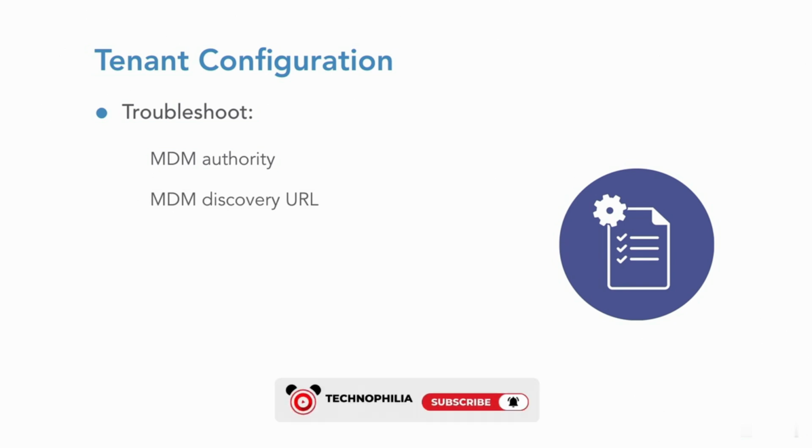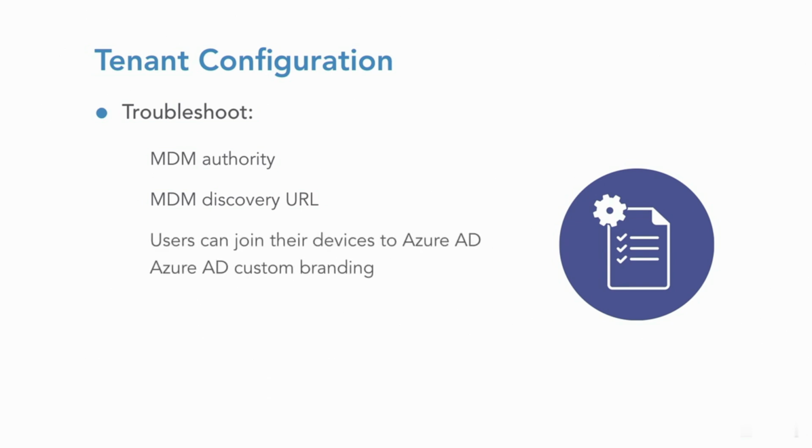and highlight the troubleshooting areas that you should concentrate on. An administrator needs to configure Azure Active Directory and Microsoft Intune prior to deploying devices with Windows Autopilot. You should focus your troubleshooting on the following areas. Ensure that the MDM authority has been set to Intune. Check that the MDM discovery URL is correctly configured so that your devices can automatically locate the cloud-based MDM service. That users can join their devices to Azure AD, and ensure that Azure AD custom branding has been completed, as this needs to be done for Autopilot to work.